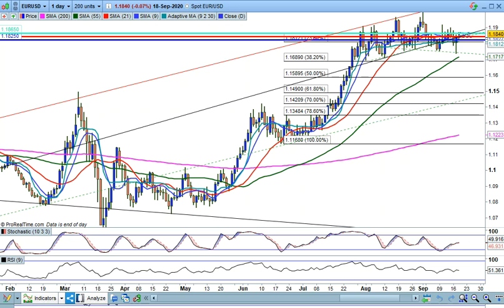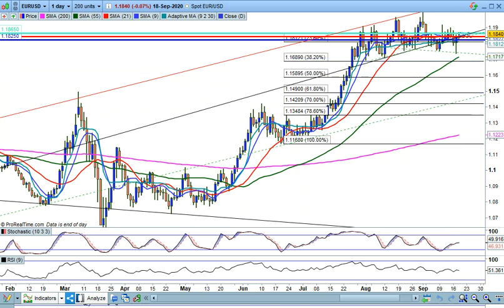You've got support down to 118, the figure. You've then got the 55-day moving average, which is coming in at 117.24. Obviously, underneath that you've got the 38.2 fib coming in at 116.92. Okay, so 92 to 90. There you are. There it is.